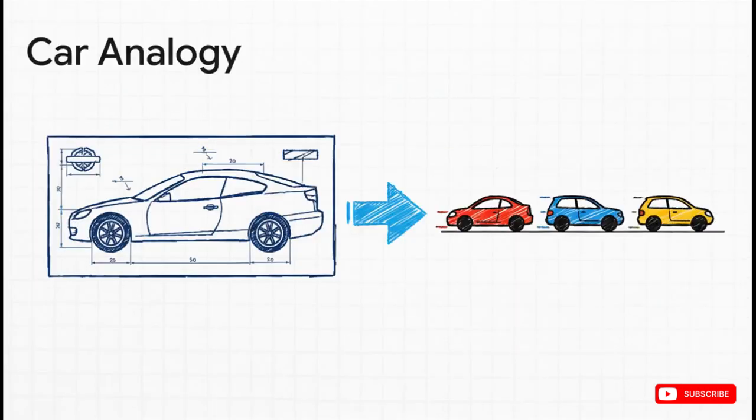And this analogy is just perfect for it, right? You have one single car design, that's your class, and from that one design, you can crank out thousands of actual individual cars. Those are your objects. Every car is its own thing, but they all come from that same fundamental blueprint.